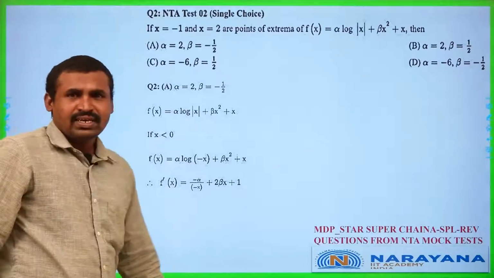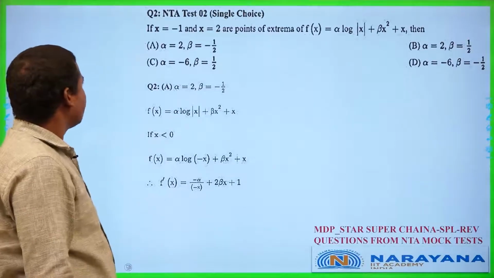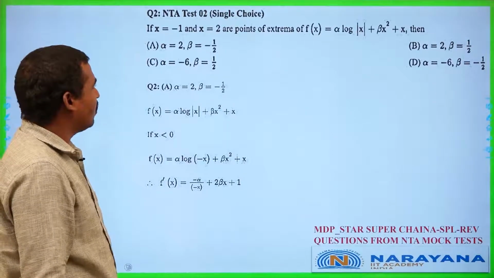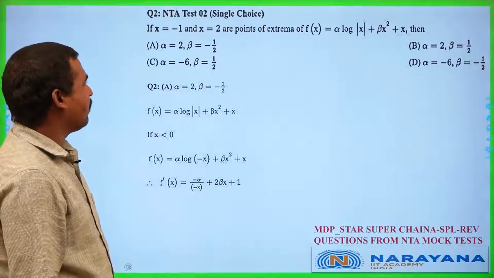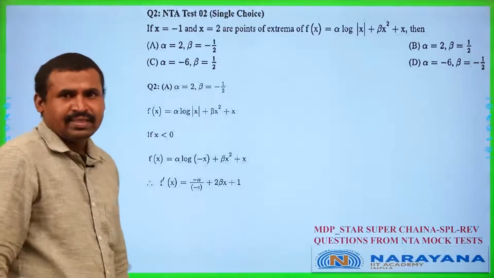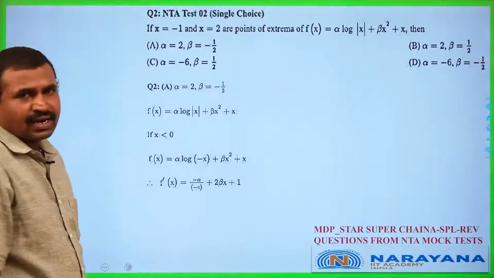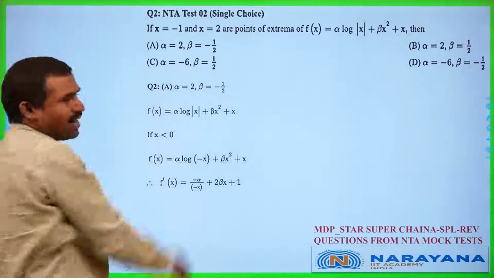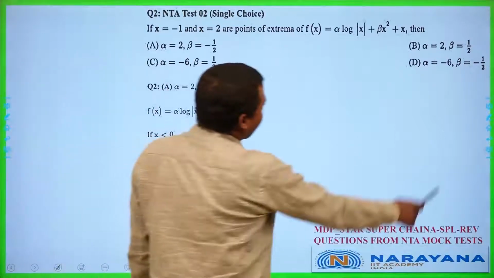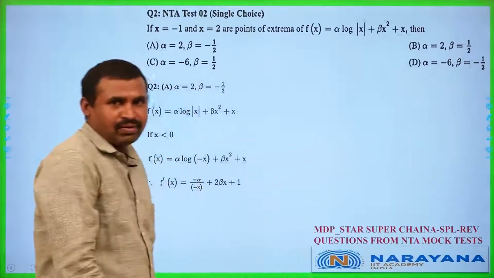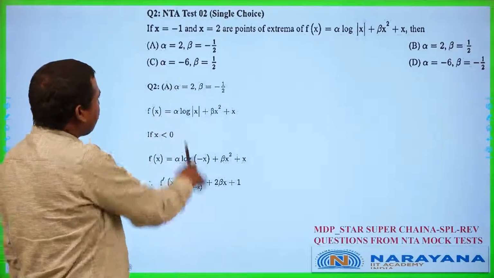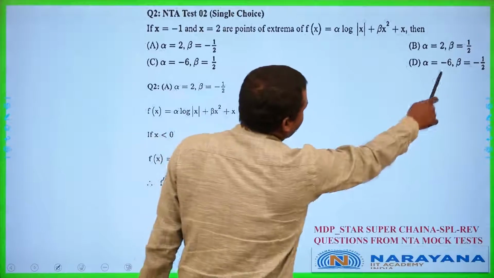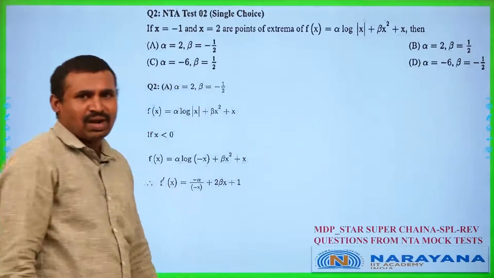So, the first question is: if x is equal to minus 1 and x is equal to 2 are points of extrema of f of x is equal to alpha log mod x plus beta x square plus x, then which of the following is correct? Option A, alpha is equal to 2 and beta is equal to minus 1; option B, alpha is equal to 2 and beta is equal to 1 by 2; option C, alpha is equal to minus 6 and beta is equal to 1 by 2; and option D, alpha is equal to minus 6 and beta is equal to minus 1 by 2.